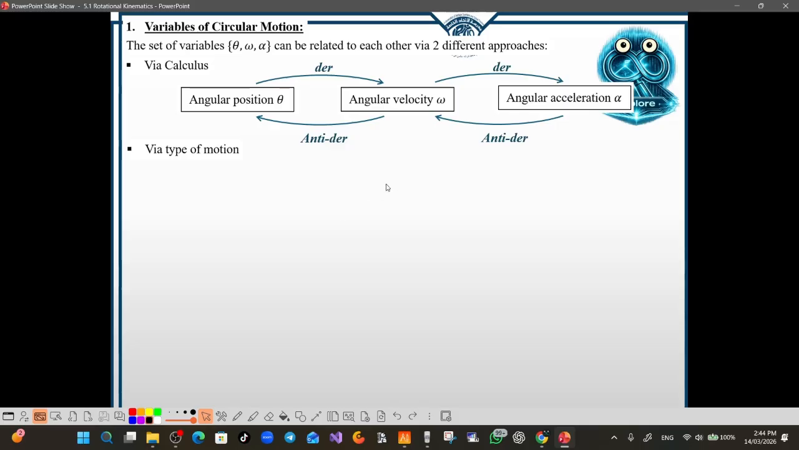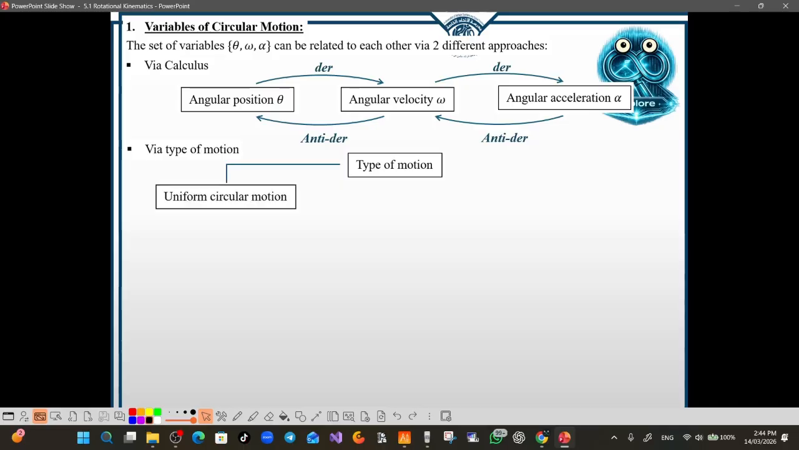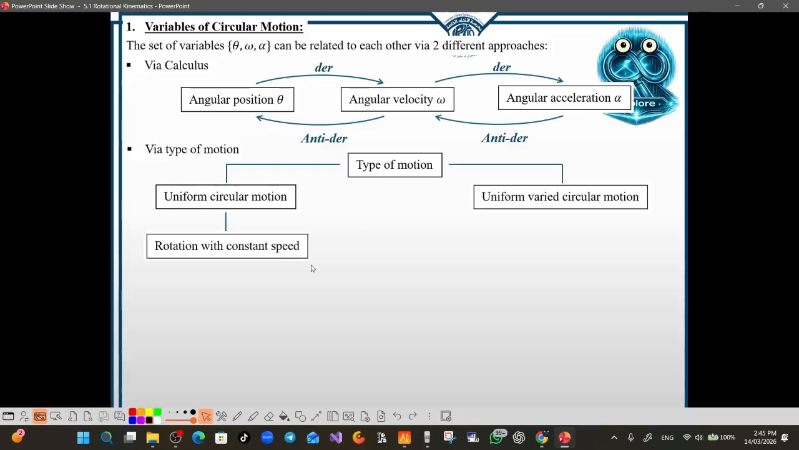And also, we can relate angular position to angular velocity and angular acceleration via the type of motion. Technically, we have two types of motion. The first type is the uniform circular motion, and the second type is the uniformly varied circular motion. In the uniform circular motion, the rotation is with constant speed, and we describe the motion via only one equation: theta is equal to theta 0 plus omega t.